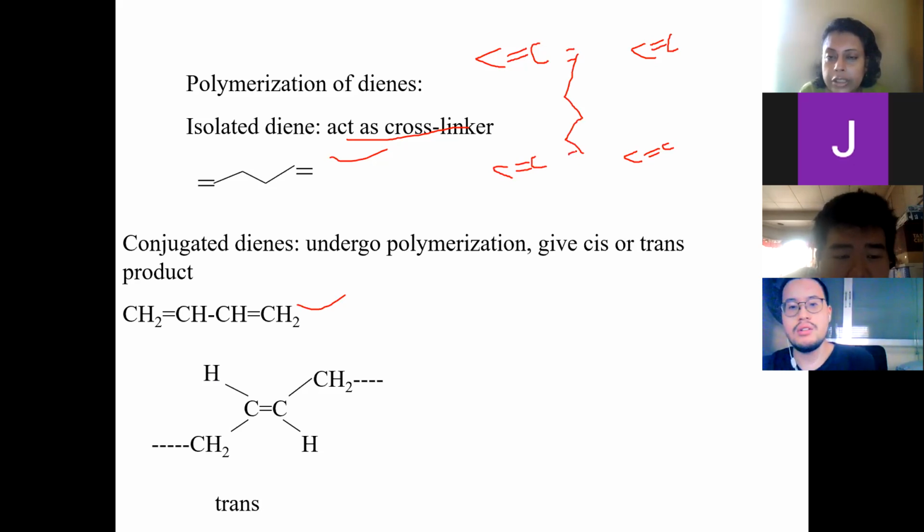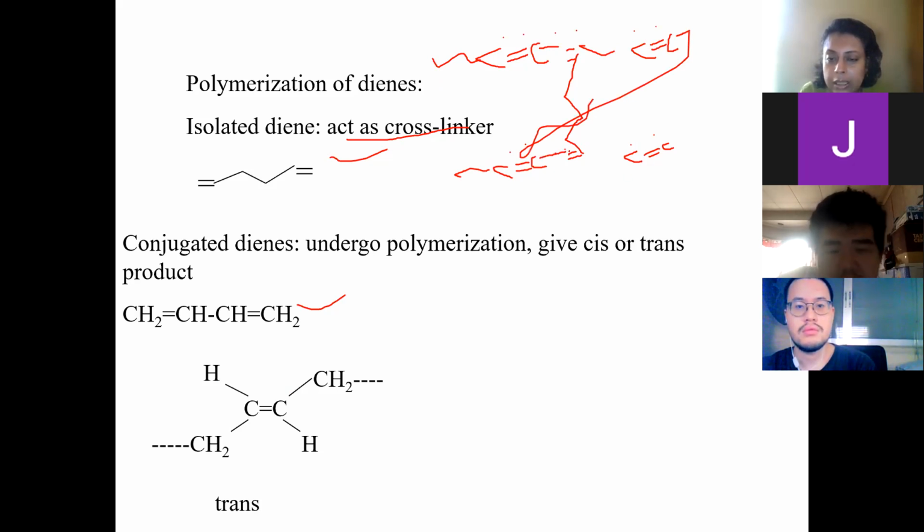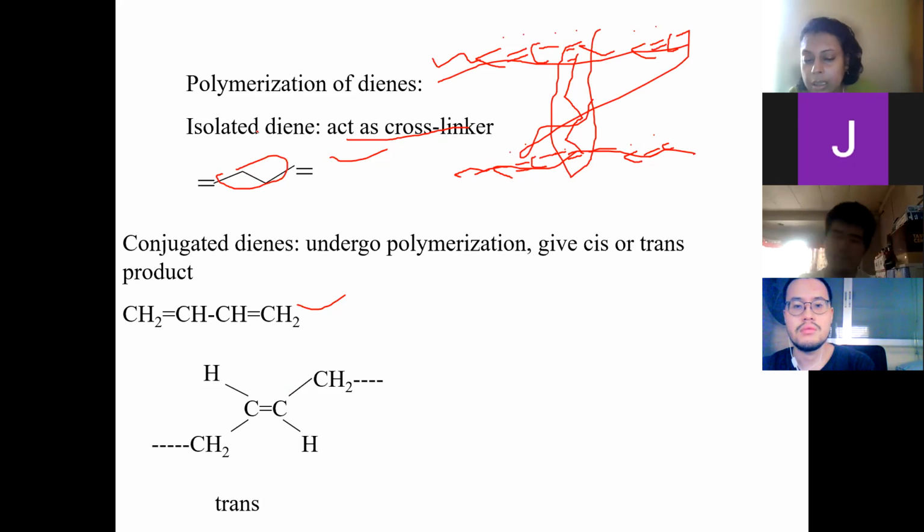So they can undergo polymerization by themselves. But at the same time, if you start the reaction, this will open, this will open, this will open. So all these are opening up. As a result, what has happened? This chain was growing, but at the same time, this is getting connected to this. This is also getting connected. This is also getting connected. So you can see there are two growing chains, but they are interconnected. So there is a cross-linking.